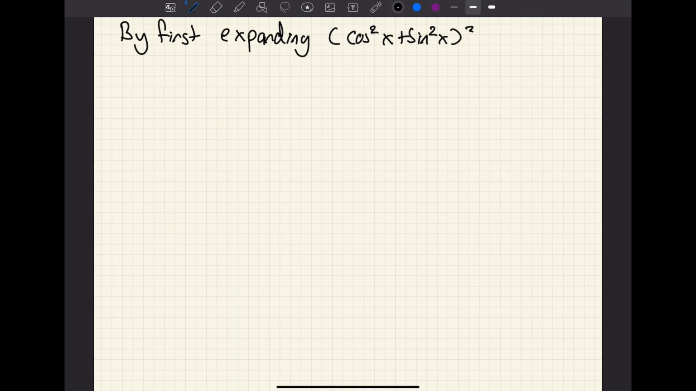So the question is asking: by first expanding (cos square x plus sine square x) cubed, show that cos 6x plus sine 6x is equal to 1 minus 3 by 4 sine squared 2x.